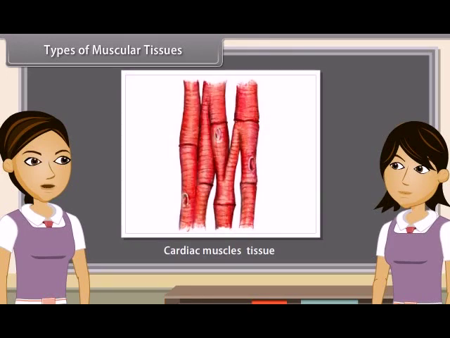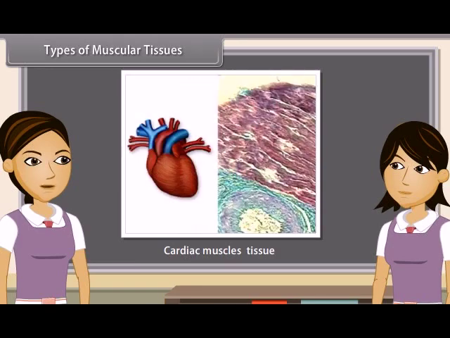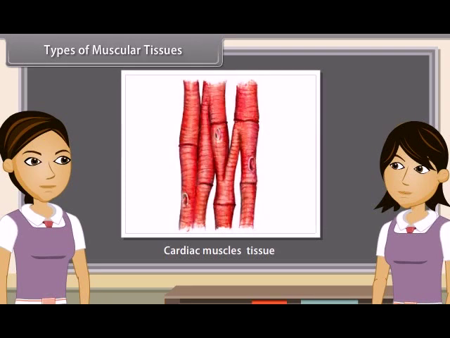Cardiac muscles are found in the myocardium of the heart. They are both striated and smooth muscles. Cardiac muscles are composed of branched fibers. The branches join to form a network.